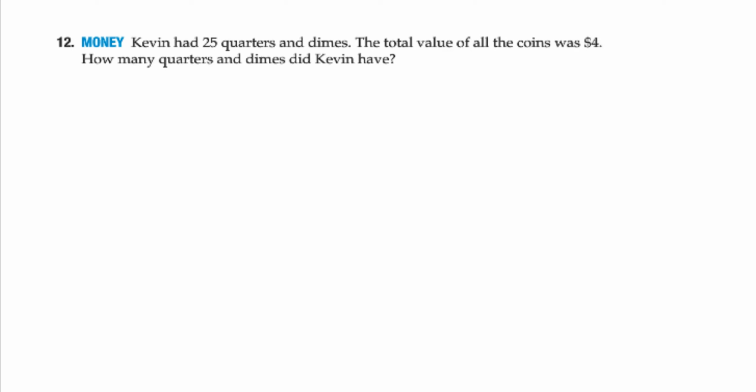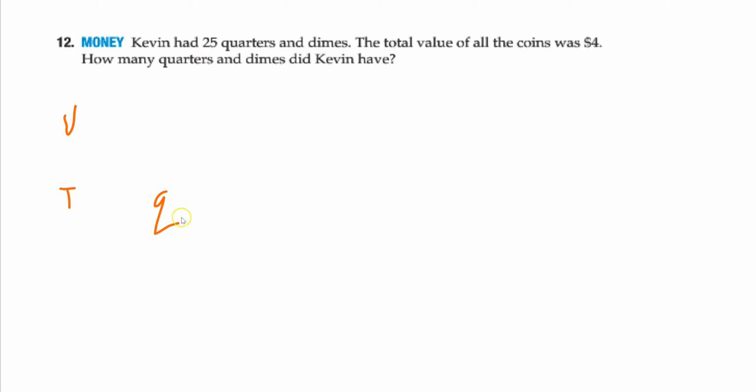So let's do an application problem first. Kevin has 25 quarters and dimes. The total value of all the coins was $4. How many quarters and dimes did Kevin have? So with problems like these, there's always going to be two equations. There's going to be a value equation and a totals equation. So let's do the total one first.